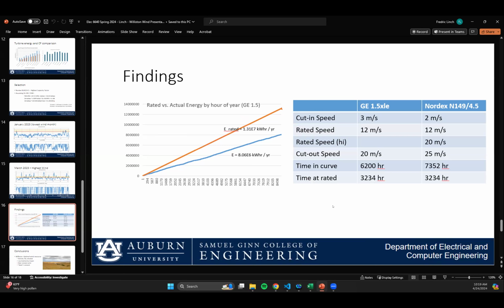Right, so comparing the smallest turbine to the largest turbine, you can see that because of its higher cutoff speed, it has about 1,200 more hours of the year that it can operate, and spends the same time at rated speed.